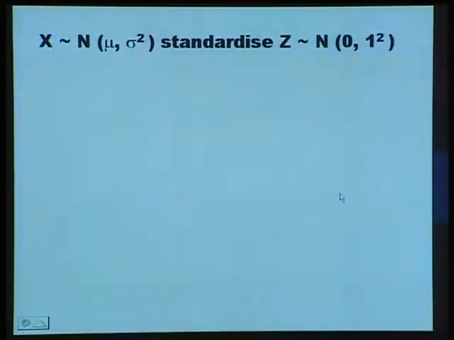Now we'll see how to standardize the normal variable. That is, if x follows a normal probability distribution with mean mu and variance sigma square, how to transform it into z, which is the standard normal variable with mean 0 and variance 1. Now, why do we need standardization? Standardization is important whenever you are evaluating probabilities involving x.